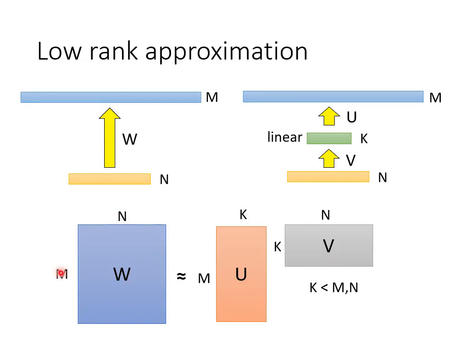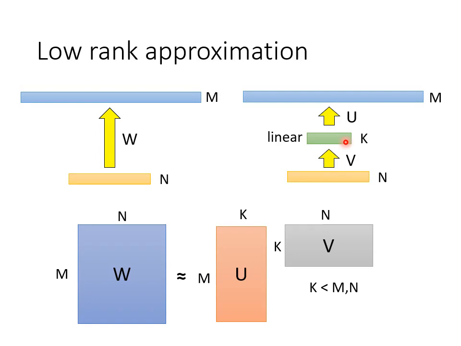W is n times m. The parameters of U plus V is k times (n plus m). N and m are not multiplied together. As long as k is small enough, the parameter count of U plus V will become less. So the usual practice in the past was, if n equals 1000 or m equals 1000, I can insert k equals 20 or k equals 50. The number of parameters will be reduced quite a lot.